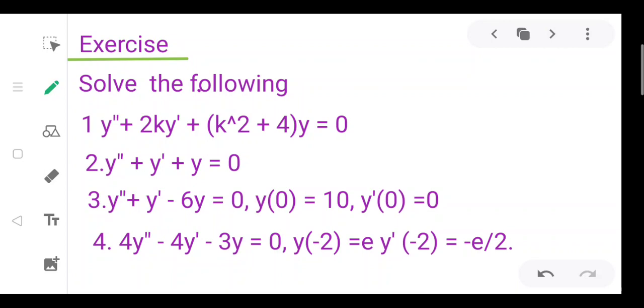You practice similar problems. Here I have given 4 problems to practice.